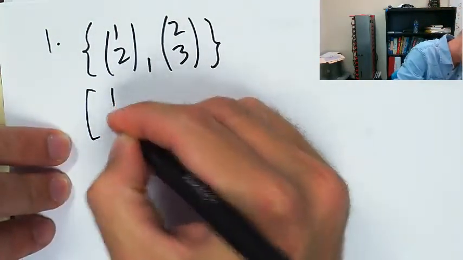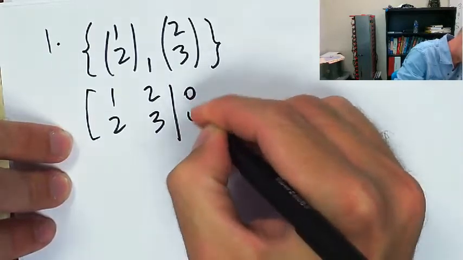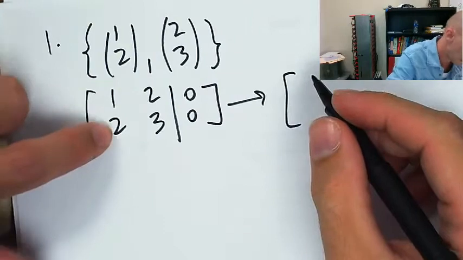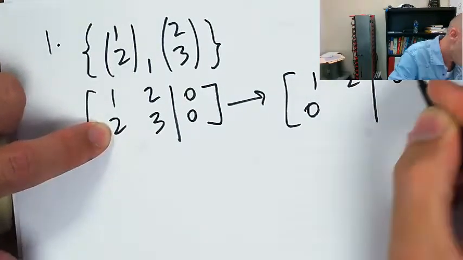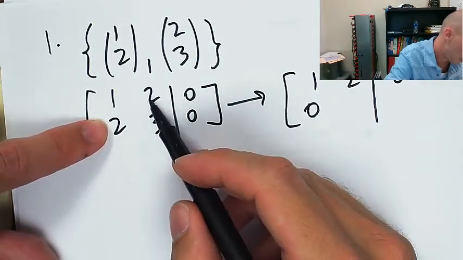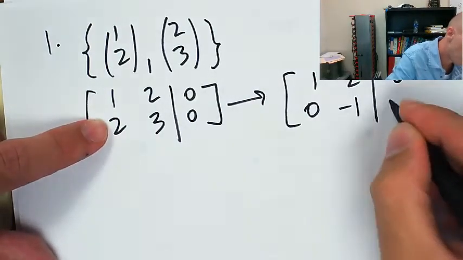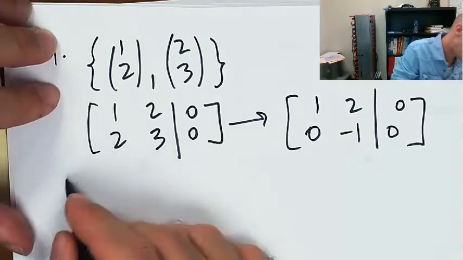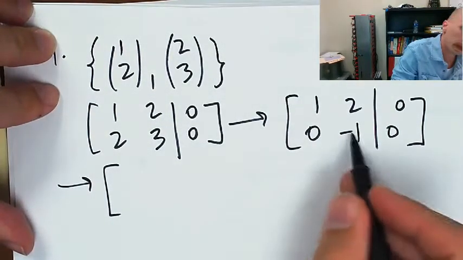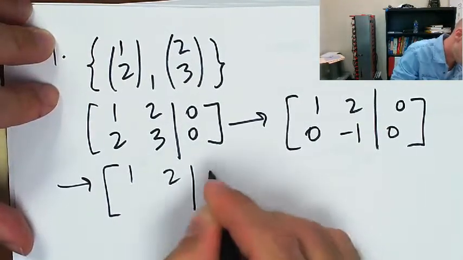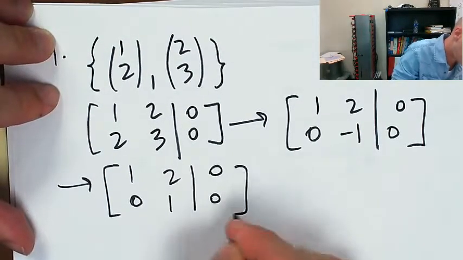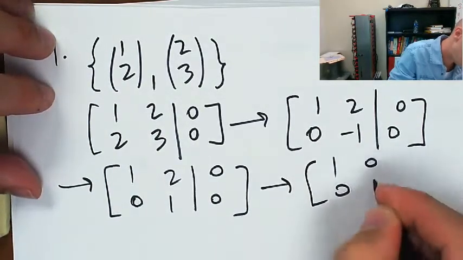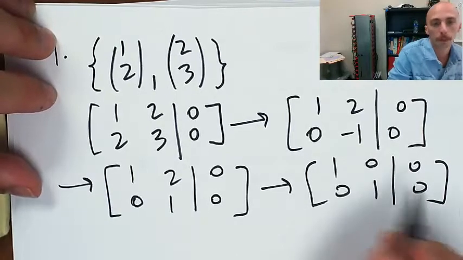So 1, 2, 2, 3, 0, 0. Okay, I'm going to subtract 2 copies of row 1 right here, so I'll have 0. And then when I subtract 2 2's, I'll have 3 minus 4 is negative 1. Whoops, just went under. Thought I had it perfect. Okay, now I'm going to divide this by negative 1. So I have 1, 2, 0, 0, 1, 0. And then I'm going to use this 1 to kill off that 2, and I'll have 1, 0, 0, 1, 0, 0.